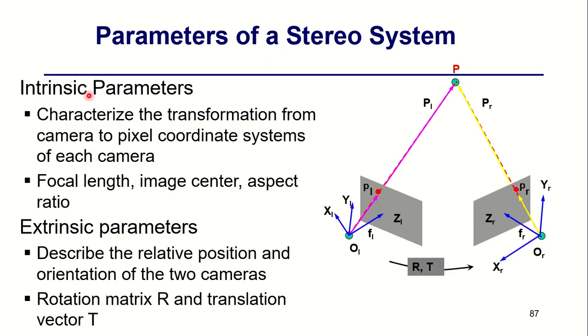Parameters of a stereo system. We have intrinsic parameters which characterize the transformation from camera to pixel coordinate system for each camera. We have the parameters like focal length, image center, and aspect ratio. Extrinsic parameters describe the relative position and orientation of the two cameras, and the rotation matrix is given by capital R and the translation vector is given by the capital T. So R, T gives the relative positions. This is the first position and this is your next position, the relative positions between the two positions of the cameras.